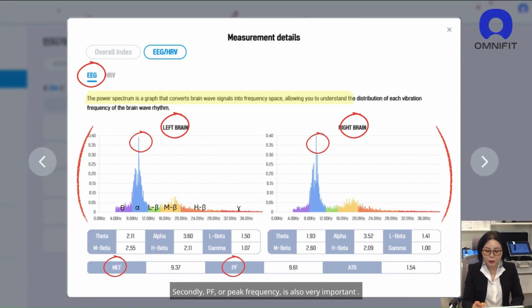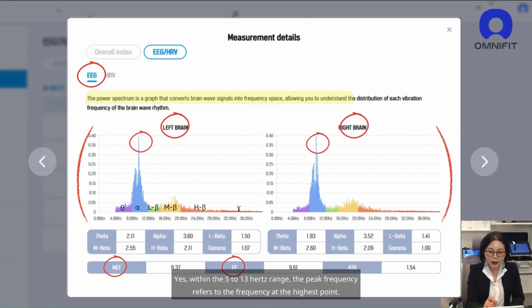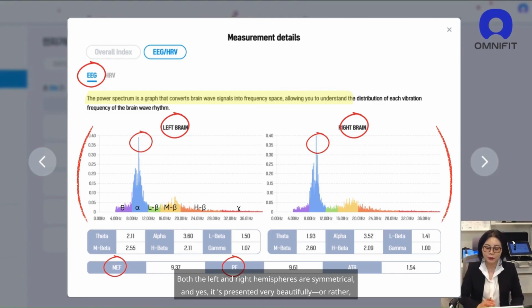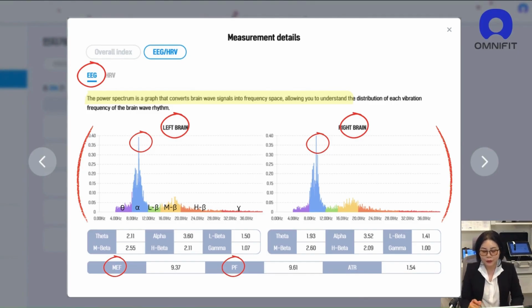Secondly, PF, or peak frequency, is also very important. Yes, within the 5 to 13 Hz range, the peak frequency refers to the frequency at the highest point. So, in this person's case, you can see it clearly and neatly displayed here. Both the left and right hemispheres are symmetrical, and yes, it's presented very beautifully, or rather, impressively. I think this person's brain must be quite remarkable as well.